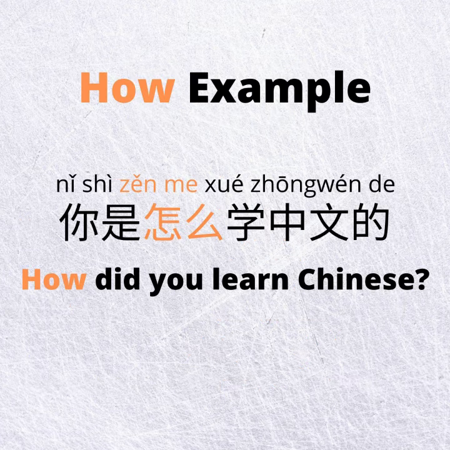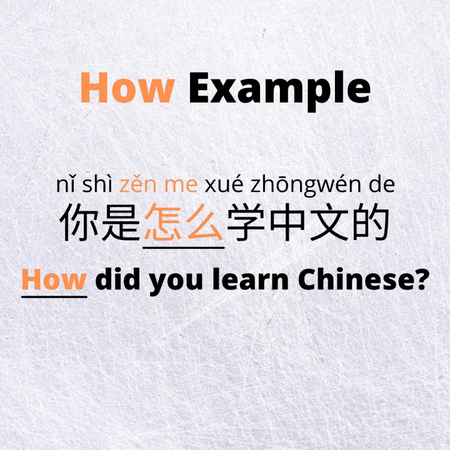你是怎么学中文的? This means how did you learn Chinese? With the 是的 pattern, whatever comes after the 是 is what we put emphasis on. So in this case, the emphasis is put on the how. How did you learn Chinese?